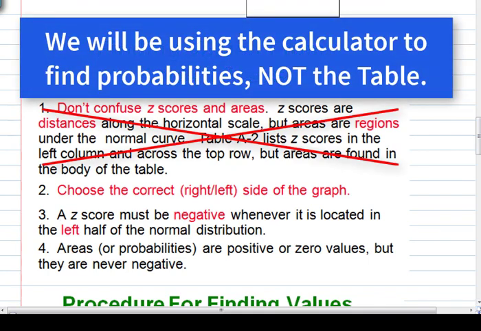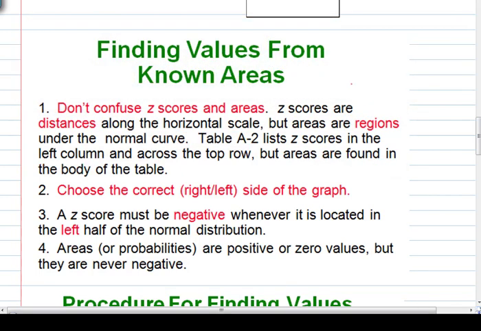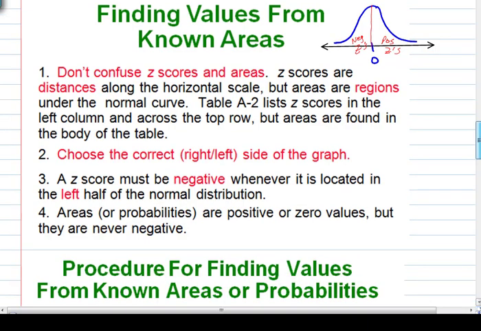This is true. A z-score must be negative whenever it's located to the left half of a normal distribution. Since the z-score corresponds to the standard normal distribution, where the mean is 0 and the standard deviation is 1, doesn't it make sense that if you have a z-score to the left here, that this would have to be a negative number? And then we would have our positive z-scores to the right of 0. Z is along the x-axis, though. The shaded region under the curve corresponds to the probability.